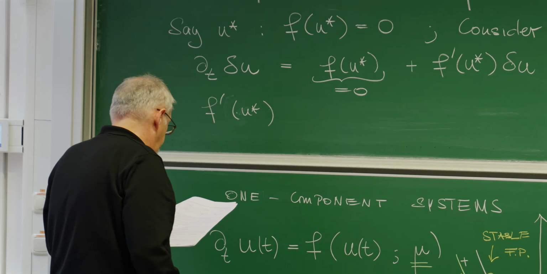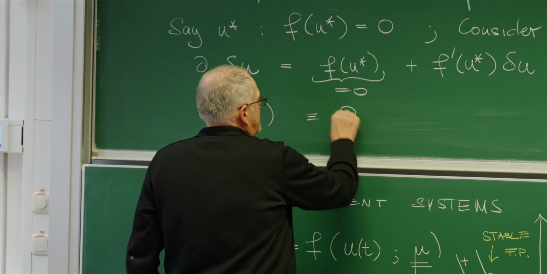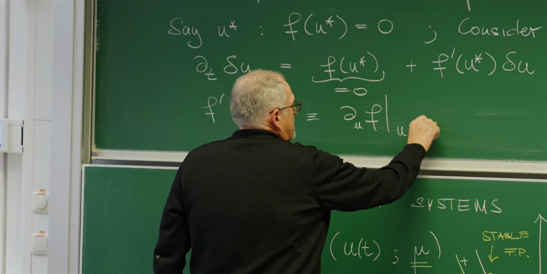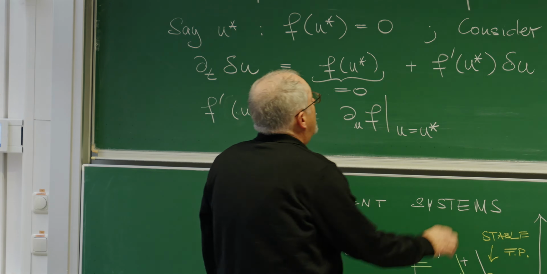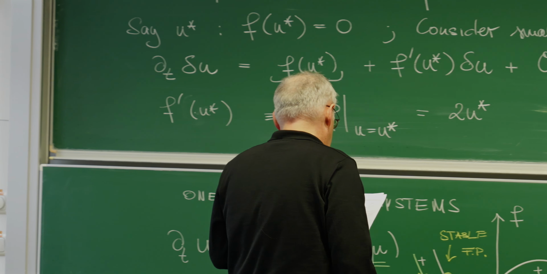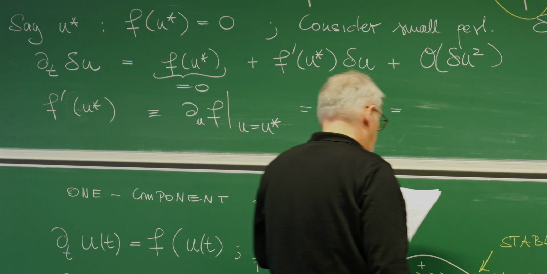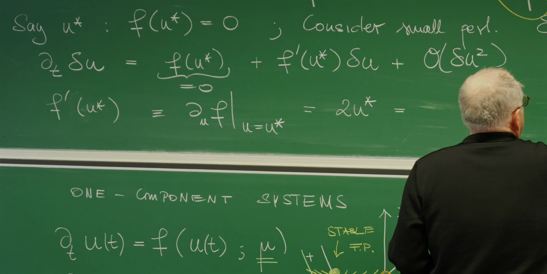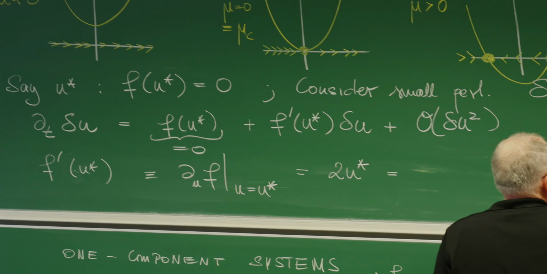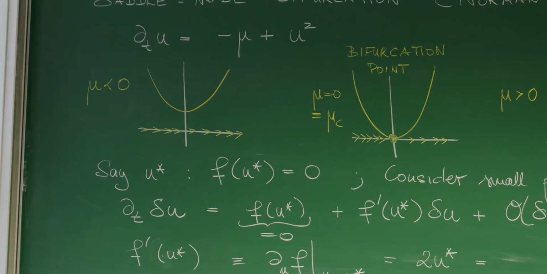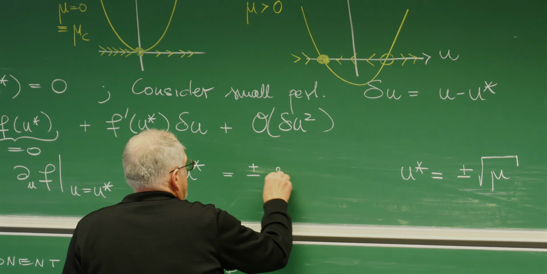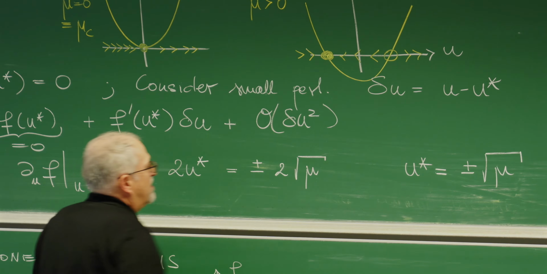And I'm sure you can do this for yourself. That is defined as the partial derivative of f evaluated at u star. And as you do the math, this is just 2 u star. And if you insert the solutions, the fixed points, where f of u equals 0, this is plus or minus the square root of mu. So this will be plus or minus 2 times the square root of mu.